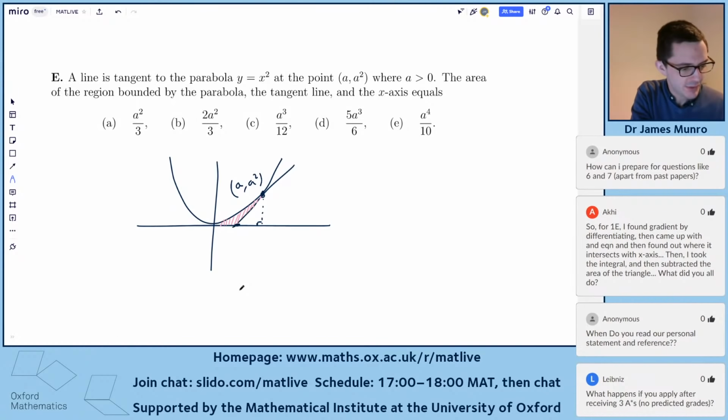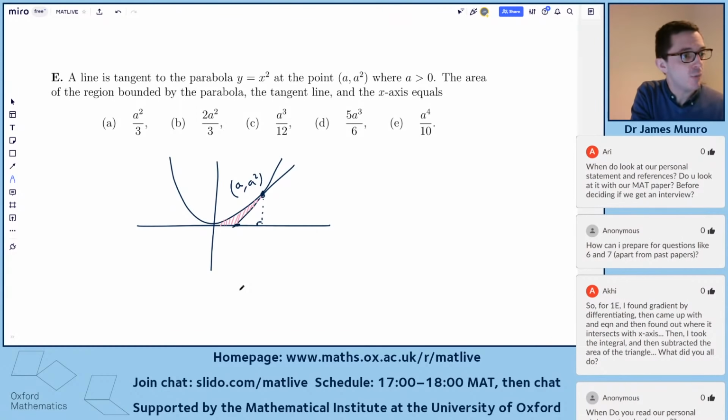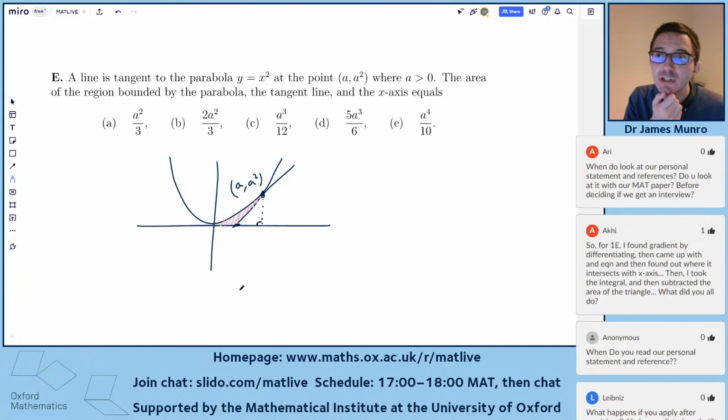Do I look at your personal statement and references? Oh, when do I do that? With your MAT paper. So we kind of wait. Well, I guess we've got them at the moment, so tutors could be looking at them now. Could look at them ahead. But yeah, could be reading it now. Or we could be waiting for MAT scores and then look at everything together.